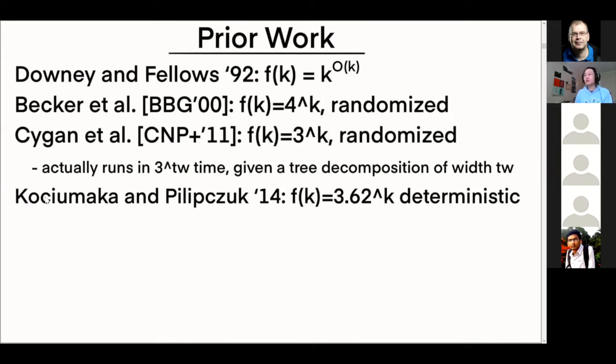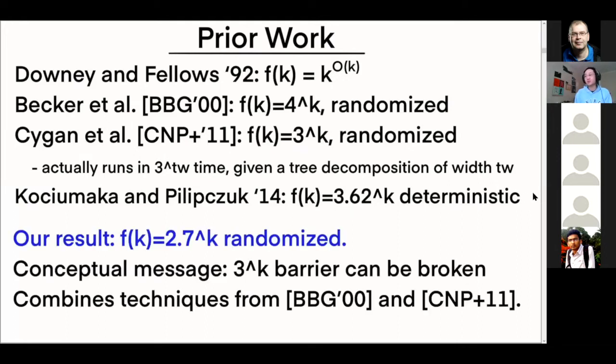In 2014, Kociumaka and Pilipczuk proved the best deterministic algorithm known so far, which runs in 3.62 to the k. And this is where our result comes into play. After about 9 years, we provide the first improvement in the randomized complexity, and we showed that f of k is actually at most 2.7 to the k.